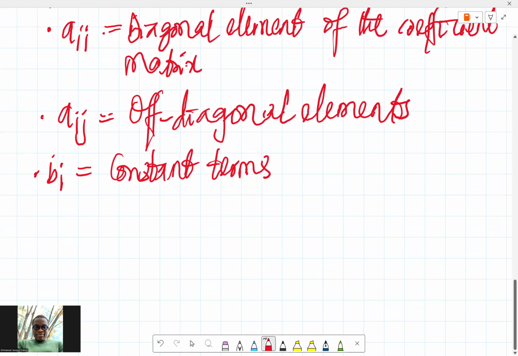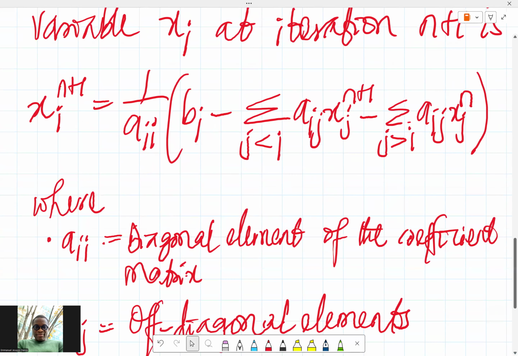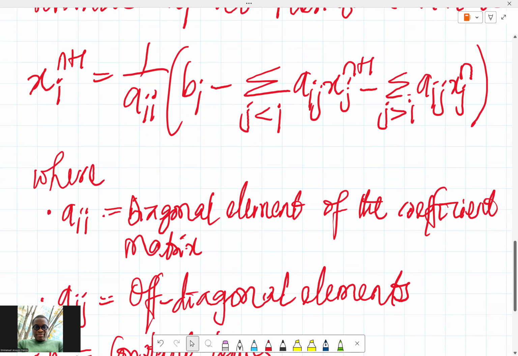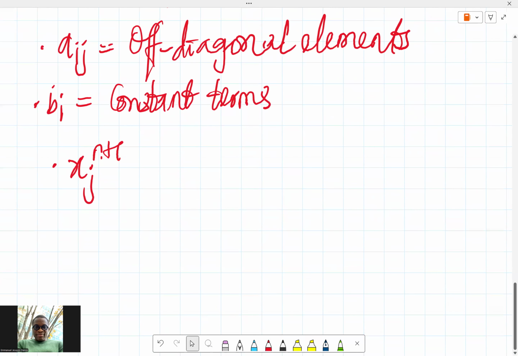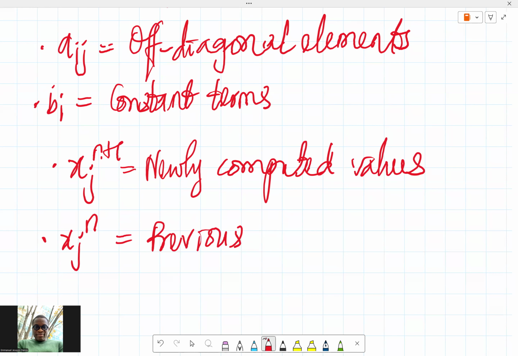Then you have x_j^(n+1), which will be the newly computed values, and that's how Gauss-Seidel is different from Jacobi. Newly computed values. Then you have x_j^n, which will be the previous iteration values.